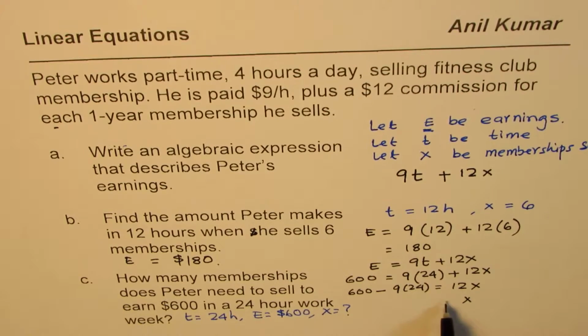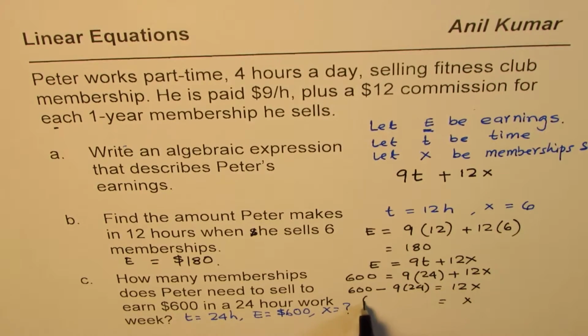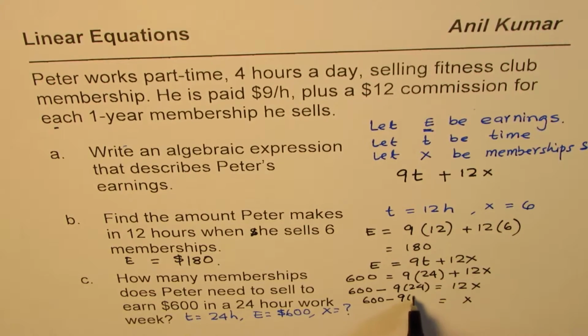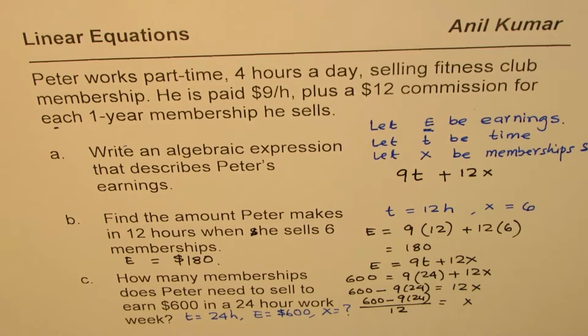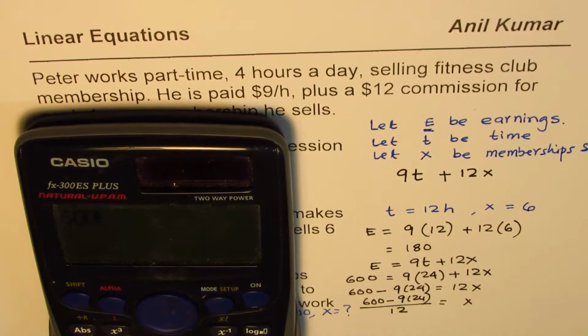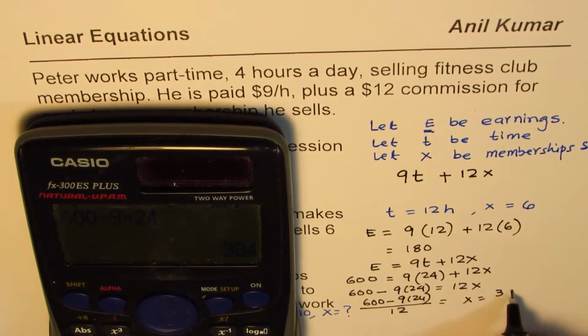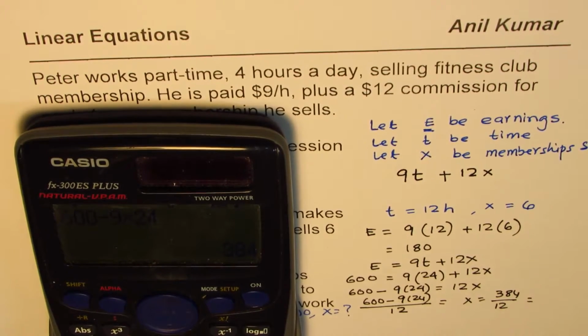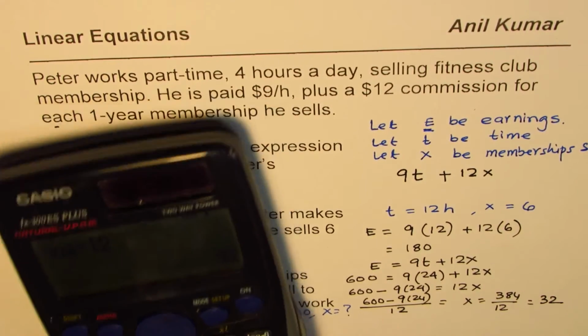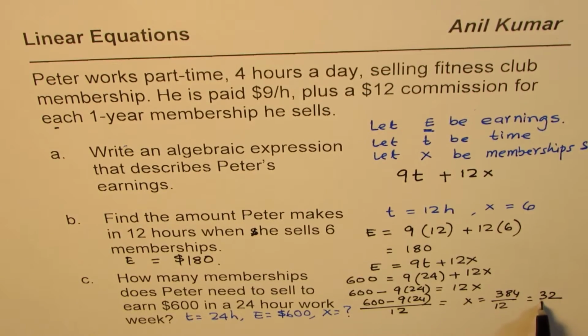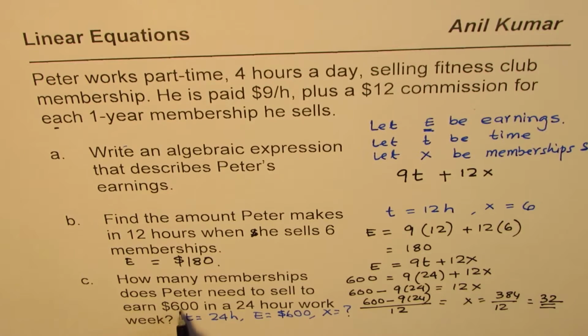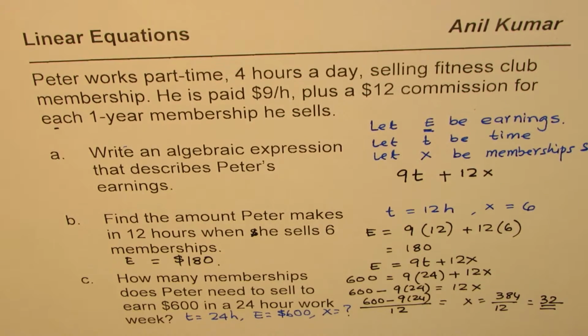And what is x equal to? X will be equal to, divide this number by 12. So 600 minus 9 times 24 divided by 12. So let's do it. So we have 600 take away 9 times 24. It's good to see that result. 384, right? So it is equal to 384 divided by 12. And when I divide this by 12, I get 32. So therefore, Peter should sell 32 memberships to earn $600 while working 24 hours in the week.